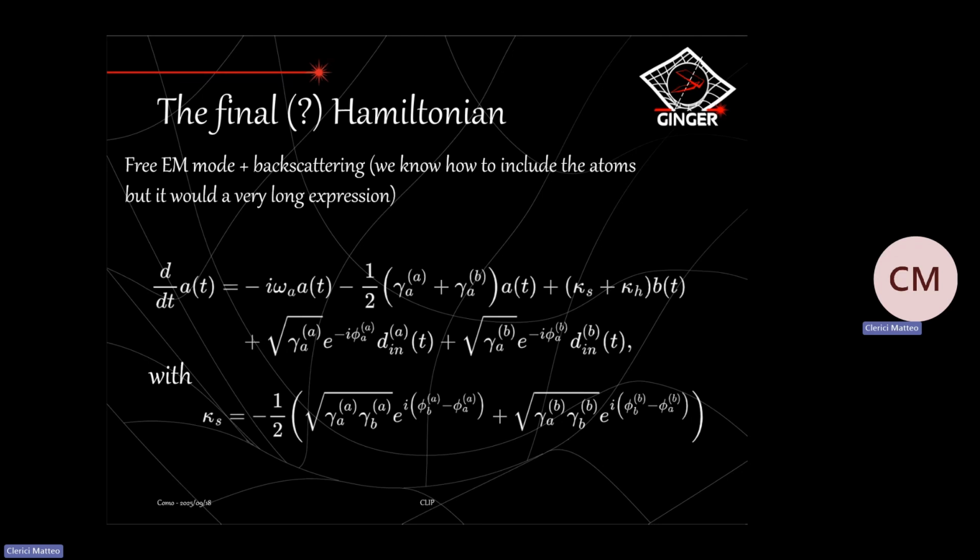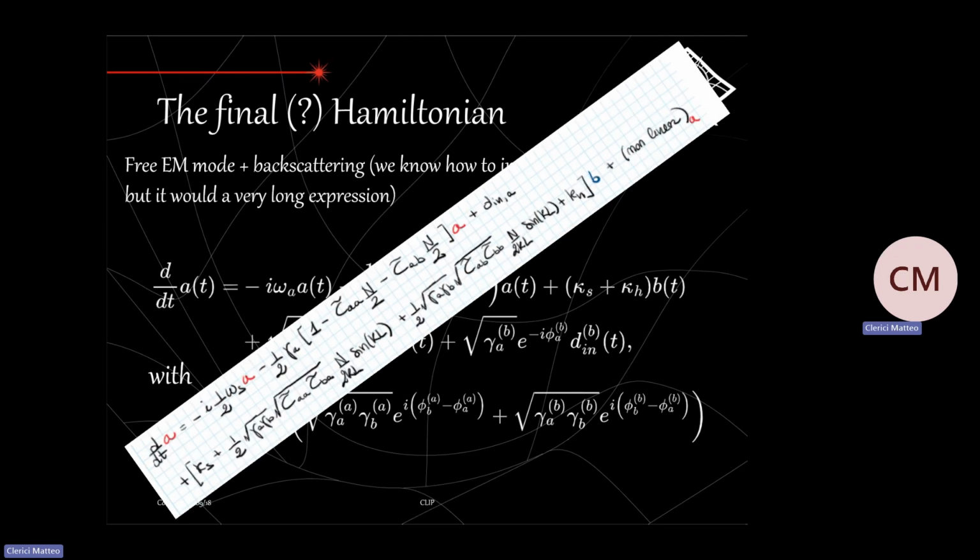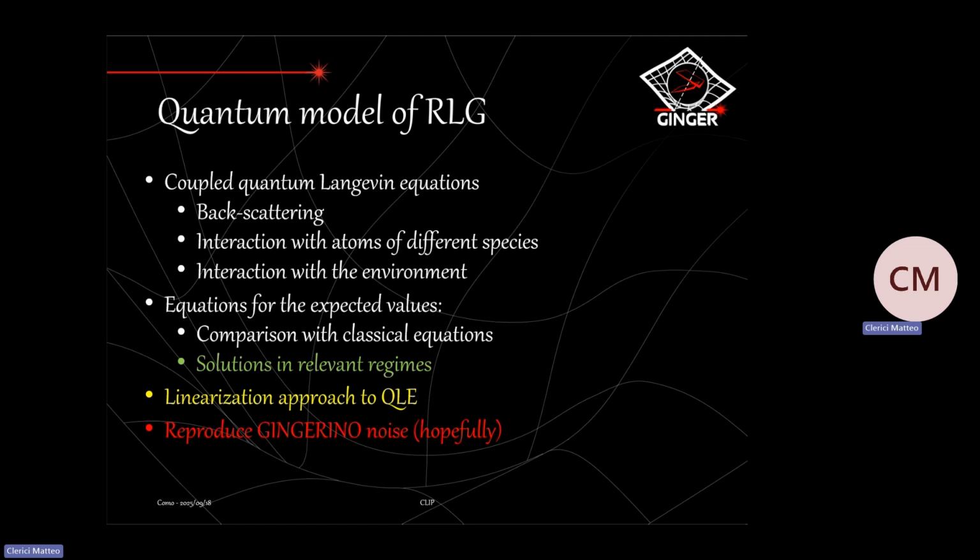But then if you want to put all together the atoms in the backscattering, the expression becomes quite long. So I didn't show the expression in detail, but you see that there are many terms, many coefficients, and so the expression is very complex. So this is where we are working at this point.